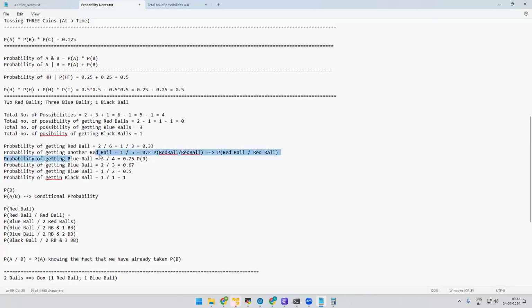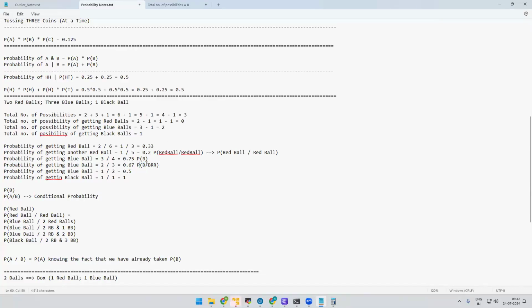We have taken 1 blue ball. Now we need to subtract 1 from the total possibilities, and we need to subtract from the blue balls also. Now what is the probability of getting another blue ball? 2 by 3, which is 0.67. Again, how do we write this one now? Probability of B given B R R. Can we write it like that? Yes, prior conditions were there. 3 events happened, right?